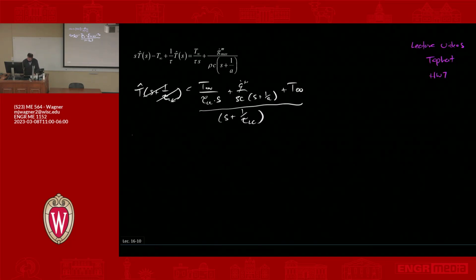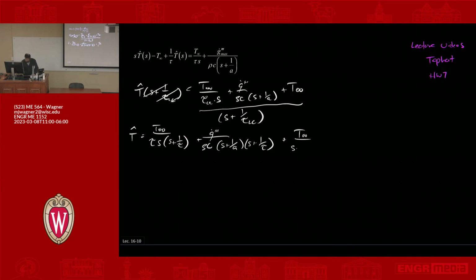So if we do that, we end up with t hat is equal to, the first term would be t infinity over tau times s plus 1 over tau. And then the second term would be g dot triple prime over rho c times s plus 1 over a, times s plus 1 over tau. And then the third term is just t infinity over s plus 1 over tau. So we're just doing algebra to get us to a point where we can see what to do next. And we're kind of there now, right?